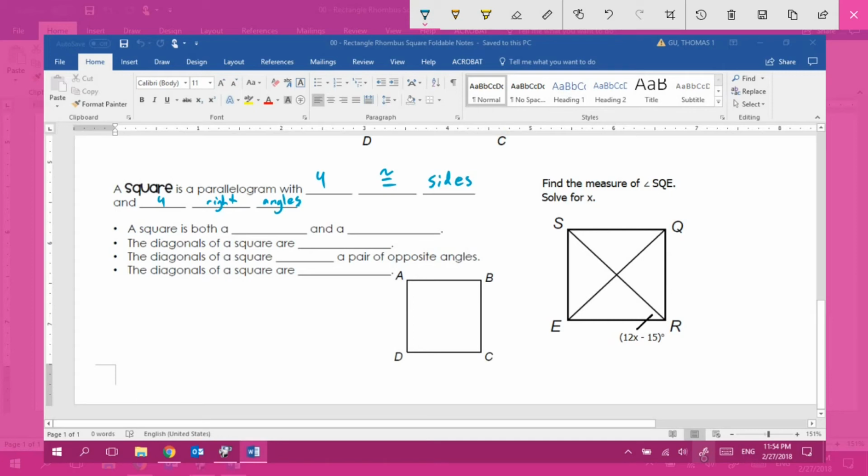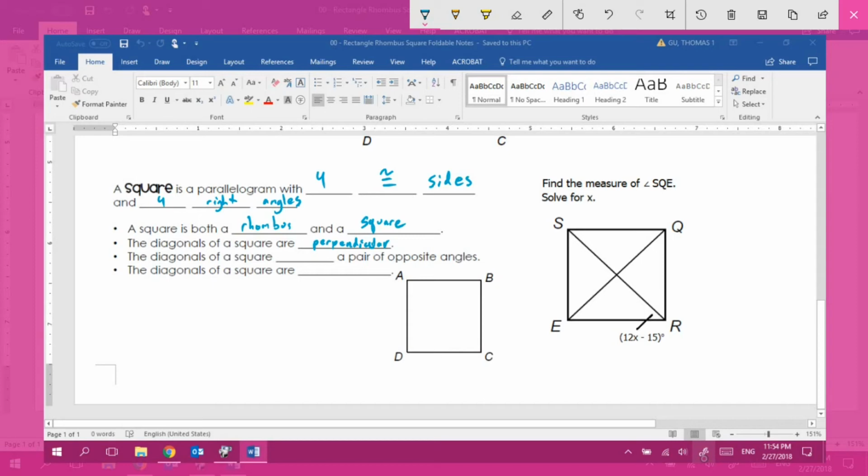A square is both a rhombus and a square. Okay? The diagonals of a square are perpendicular. That means they intersect at 90 degrees.